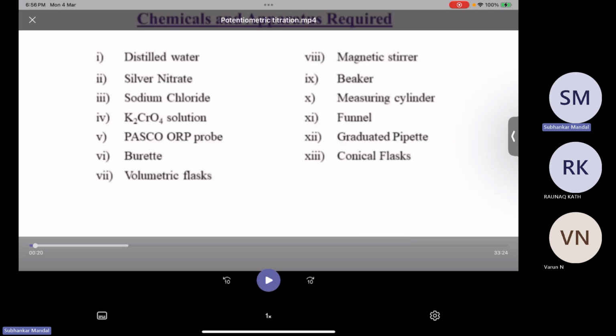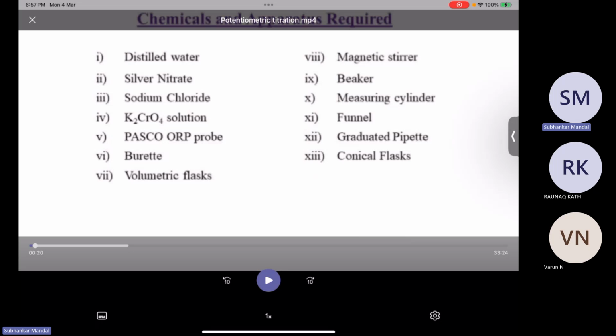Okay, no issue. I can download this video and share it in the Google Drive. I can put it in that folder so you people can see this video and get more idea how people used to do potentiometric titration and all these things.